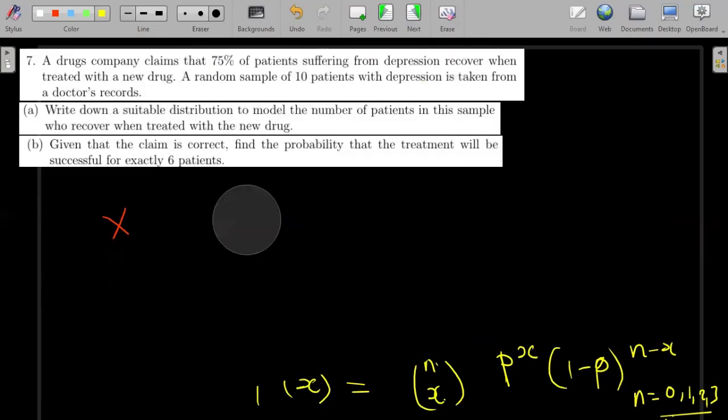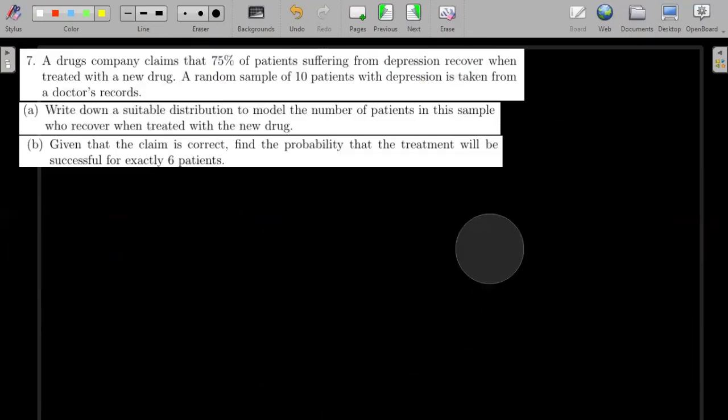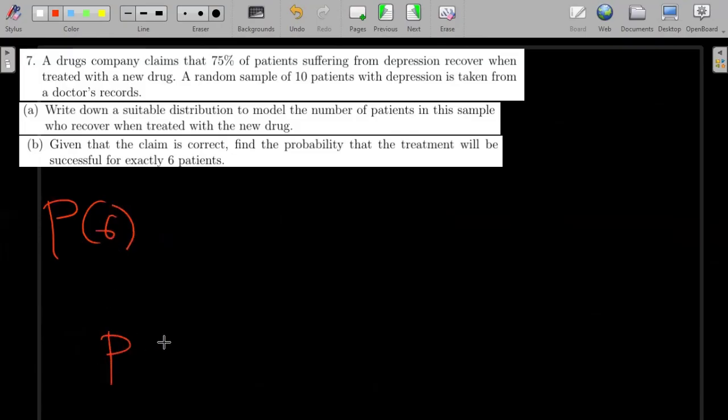So we can look at B now. Since we know the model now is the binomial, here on B they're saying, given that the claim is correct, find the probability that the treatment will be successful for exactly 6 patients. So we're just finding the probability of 6. So remember the formula.